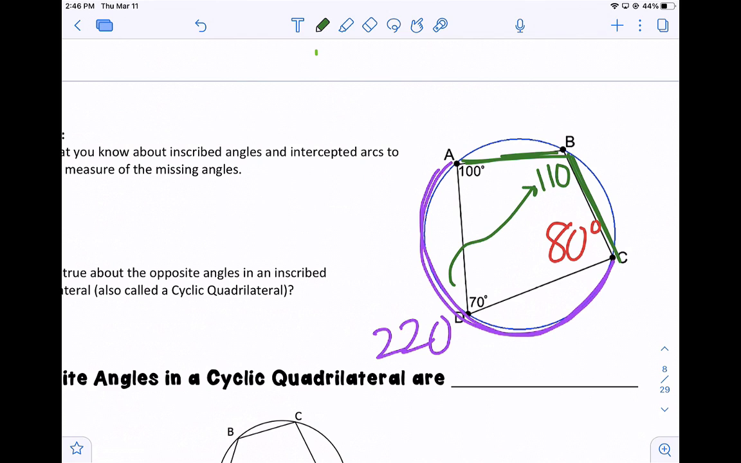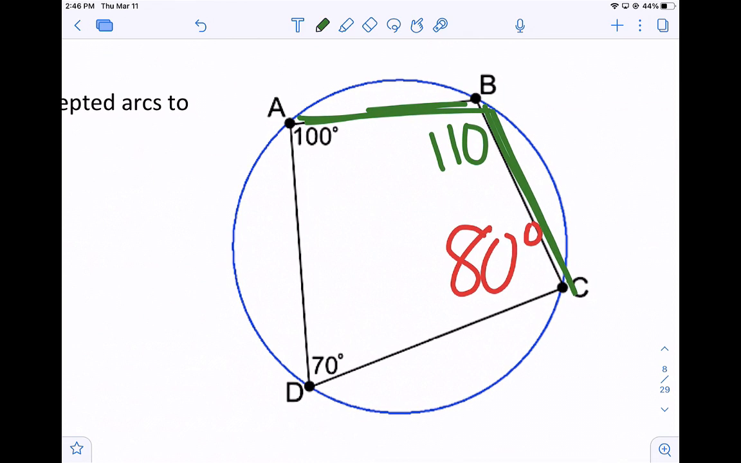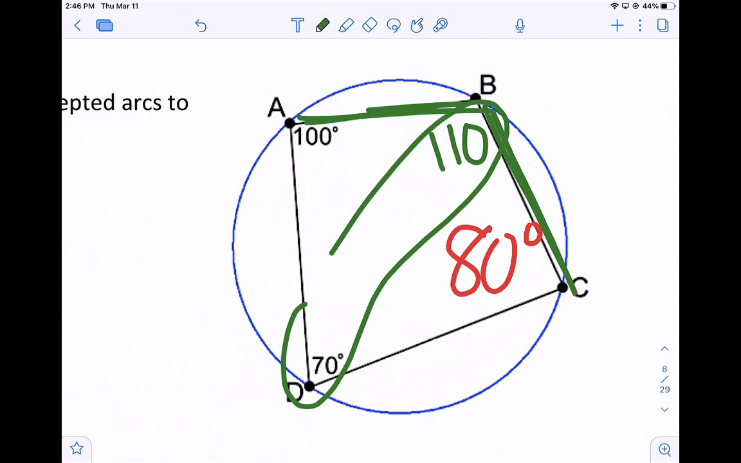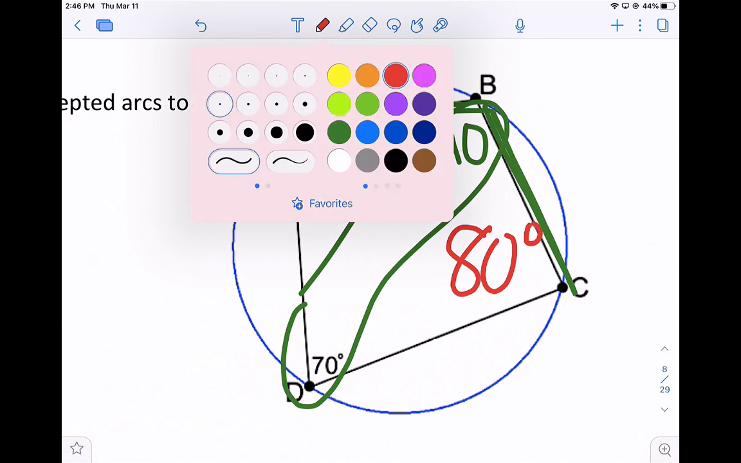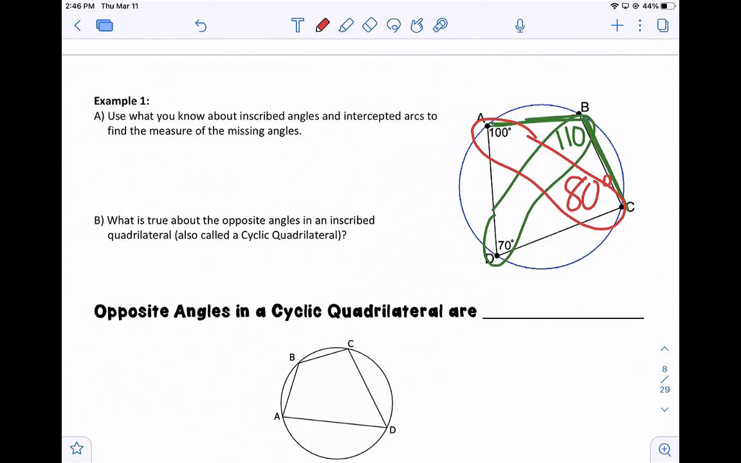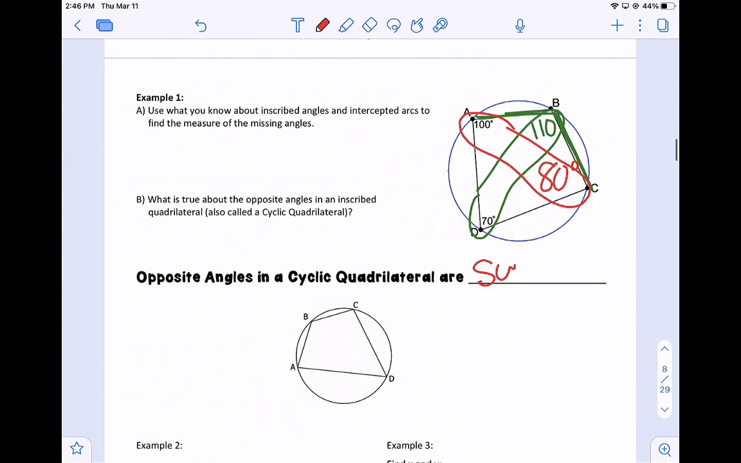Okay, so using properties of inscribed angles, we could have also used the property of a quadrilateral, how many degrees there are. We can get all the angles inside the quadrilateral. And now let's take a look at anything that we notice about the opposite angles in a quadrilateral. Opposite angles would be the 70 and the 110, and the 80 and the 100. What do you notice about opposite angles in an inscribed quadrilateral? Hopefully you notice that those opposite angles are supplementary.